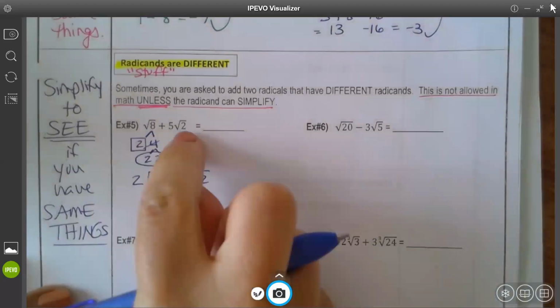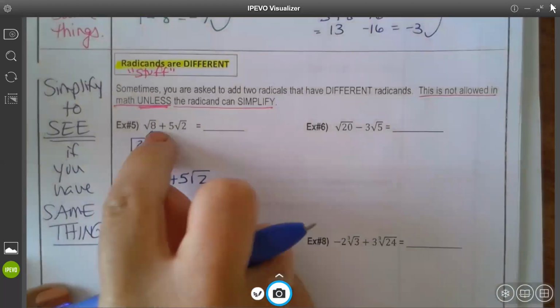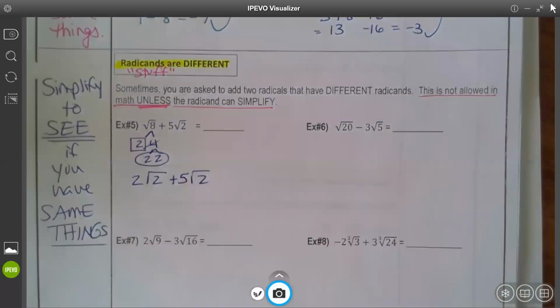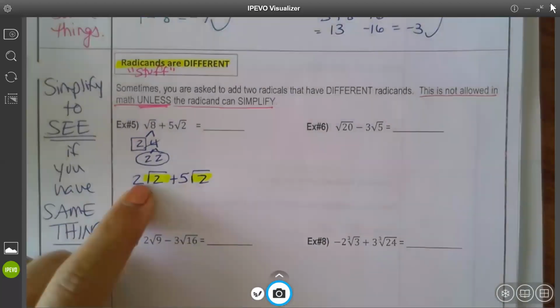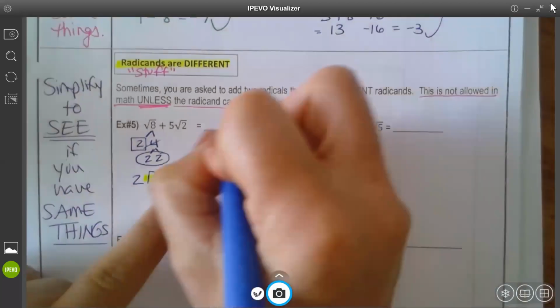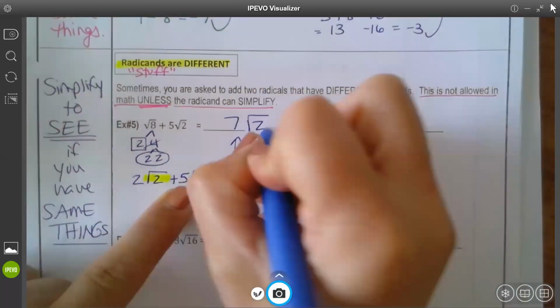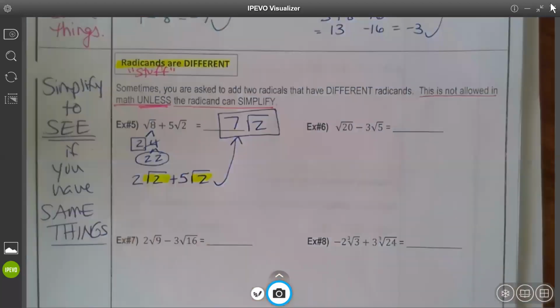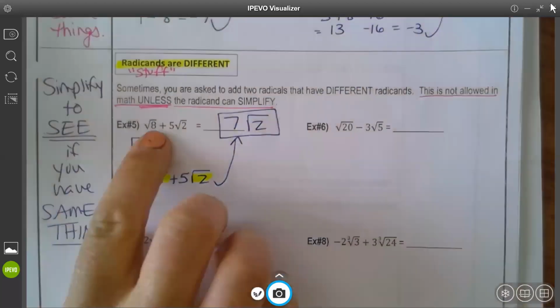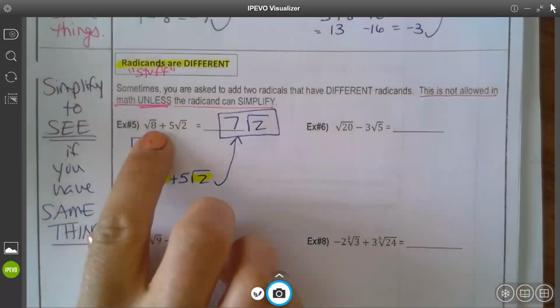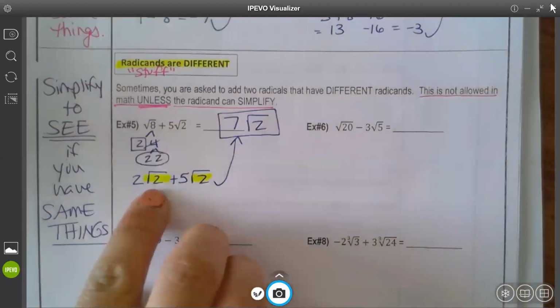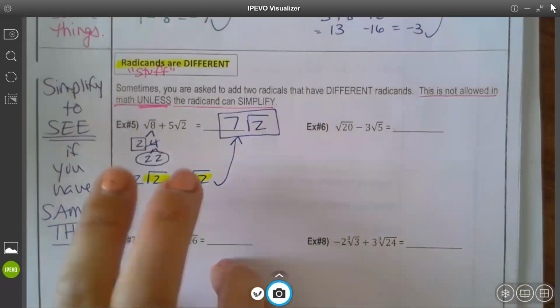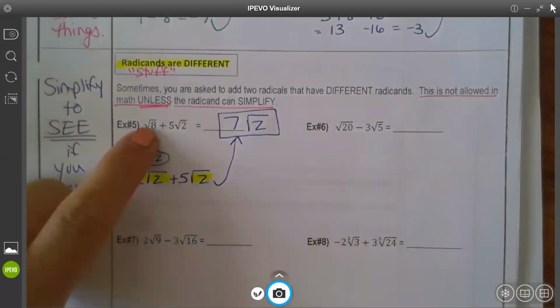So I had square root 8 and square root 2. That was a no-go. But now I have square root 2 and square root 2, and those things are the same things. So if I have 2 square roots of 2 and I add 5 more square roots of 2, then I'm going to have 7 square roots of 2. So something that I could not add at the beginning of my problem, I used my tool of simplifying, and it turns out that they were the same things. I just had to force this one to change its look.